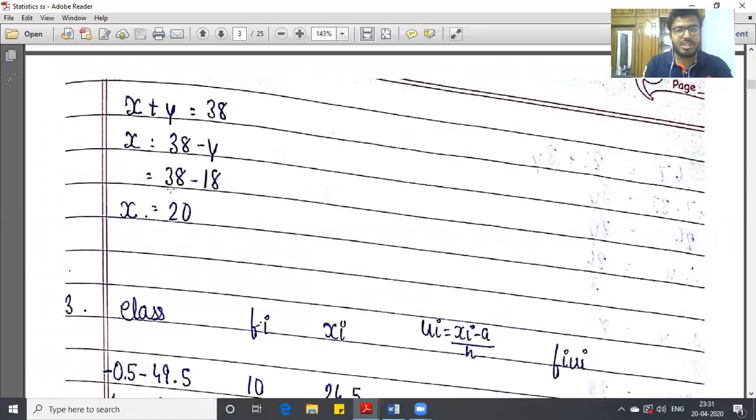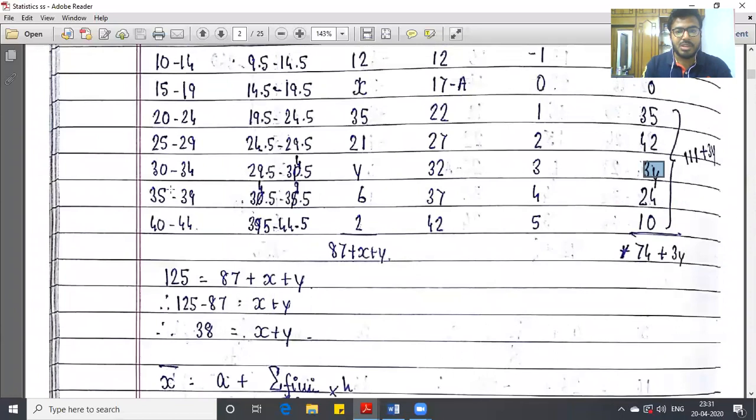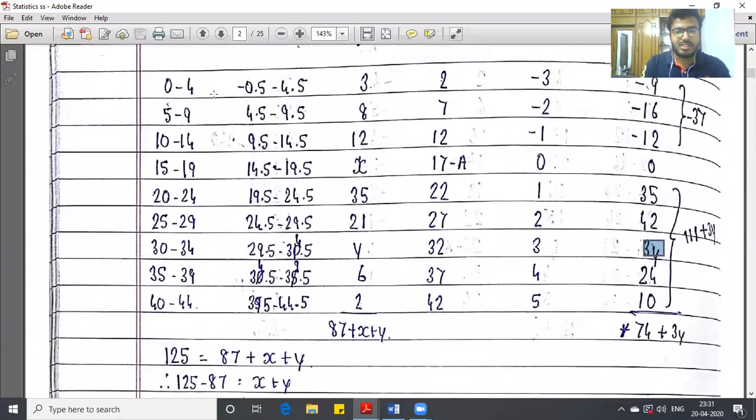This is how you calculate when two missing frequencies are there. So with two missing frequencies x and y, you have to take the a value on either x or y. Remember that, that is the most important thing. You have to write this question and also the answer, and try with y also, taking y as the unknown, and check whether you get the same answer. So this is the two missing frequencies data.